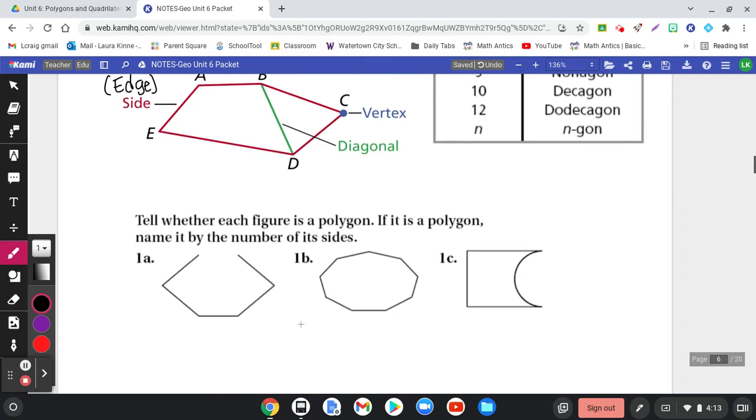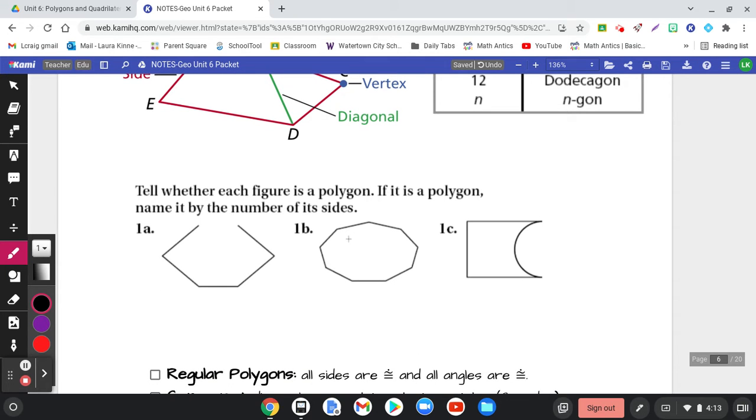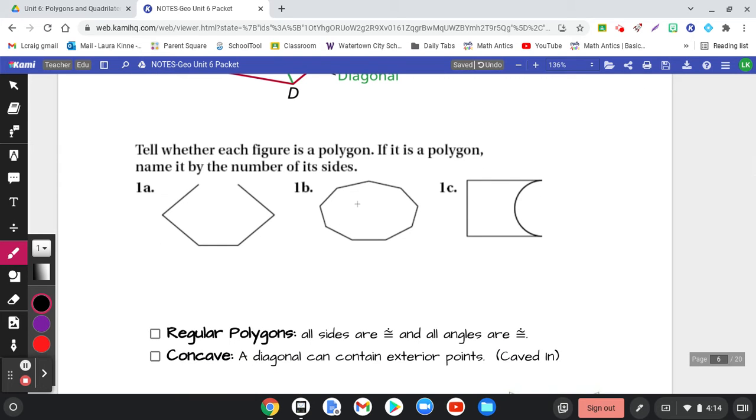All right, so the first thing is we want to tell whether they're polygons or not, and if it is, name it by the number of sides. If it's not, tell me why it's not a polygon. So the first, and if you want to try these, you can. The first one's not, because we got this open part here, so it's not a polygon because it's open at the top. Not everything's connected. The next one is a polygon.